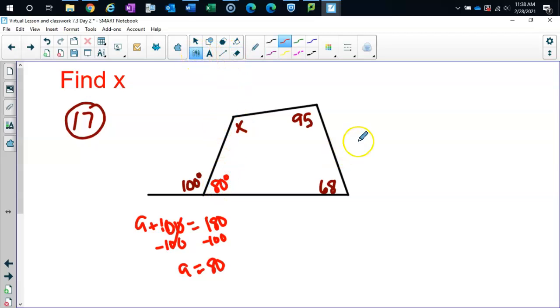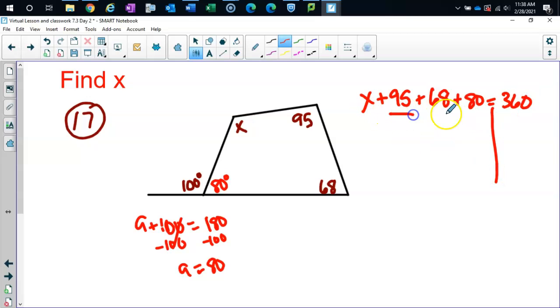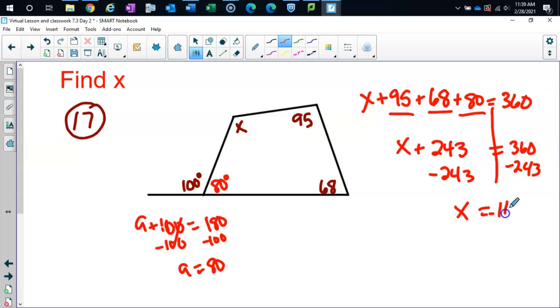So this angle inside this quadrilateral is 80 degrees. Now, the equation that you should have written now to find x is x plus 95 plus 68 plus 80 equals 360. Combine like terms on this side. Bring down our x. 95 plus 68 plus 80 gives you 243 equals 360. Subtract 243 from both sides, and you get x is 117. And if you check that, you can add these together and you do get 360.